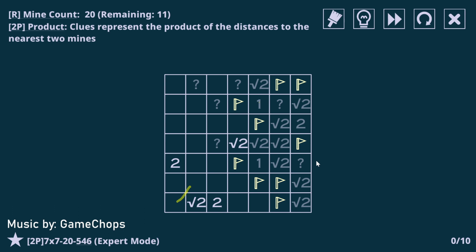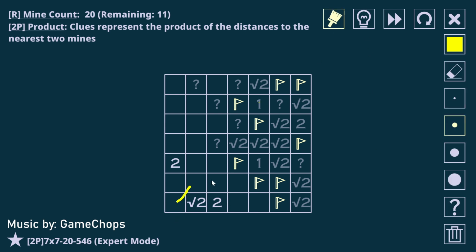Okay, I love this. It's like drilling my brain to understand what root 2 feels like. This one, we know there's a mine here, so there can't be a mine there. Cool. Okay, that's all we can do over there. So I guess now we start looking at this.